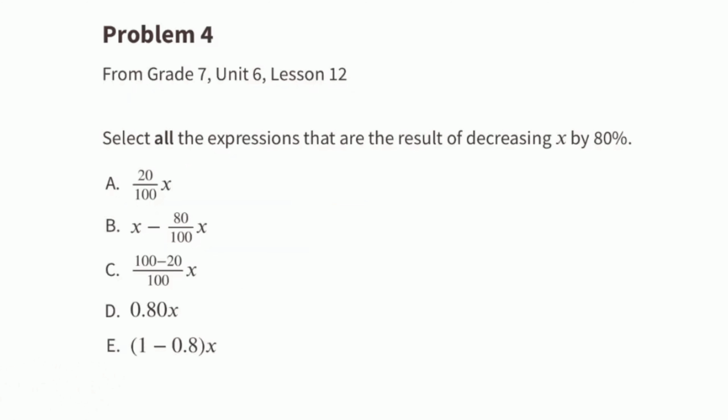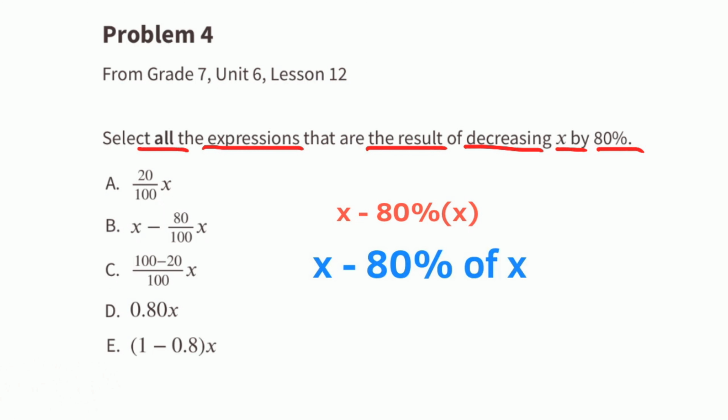Problem number 4 from 7th grade Unit 6, Lesson 12. Select all the expressions that are the result of decreasing x by 80%. We can start with x, and then we're decreasing x by 80%. So that means that we can subtract 80% of x. So we can write x minus 80% times x, or x minus 80% of x.